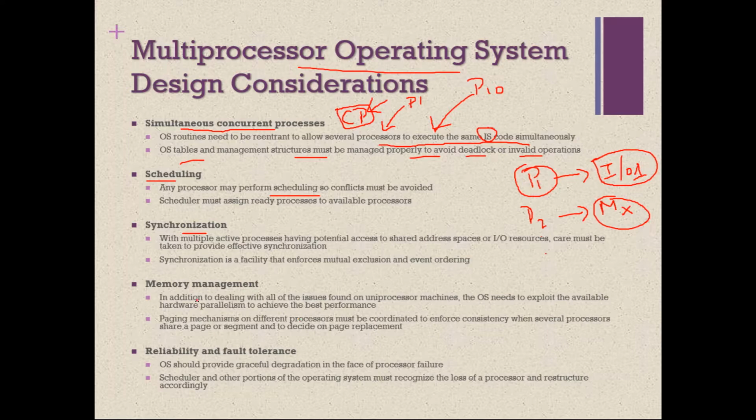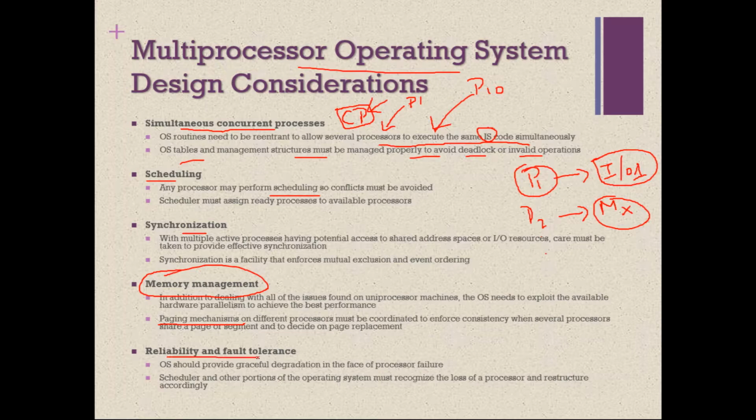Then memory management. Memory management includes paging and all such concepts. If you are using virtual memory, then we will be using paging. If you are using paging, then some pages will be in the main memory, some may not be, and when there is a page fault, the page should be fetched from the disk. Now we have multiple processors, so the operating system should be able to perform paging in spite of having multiple processors.